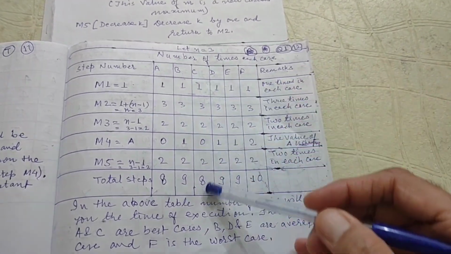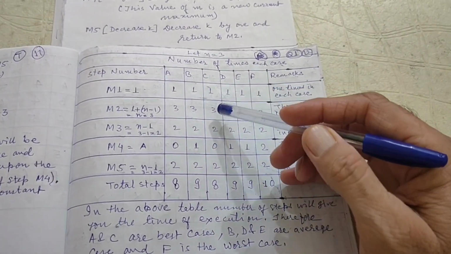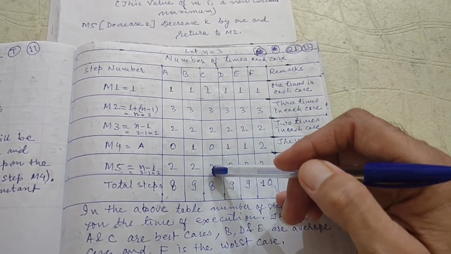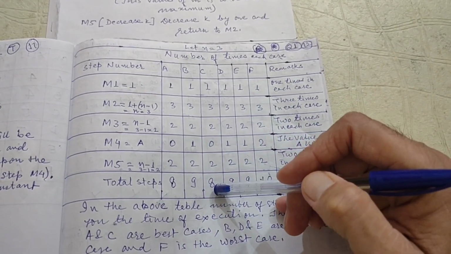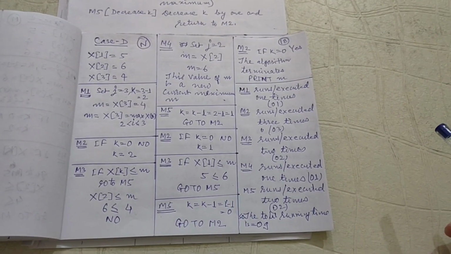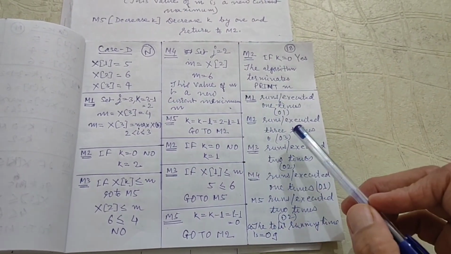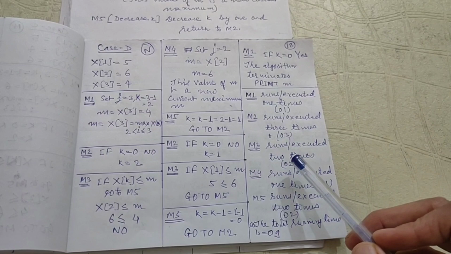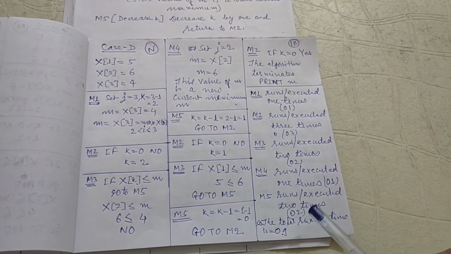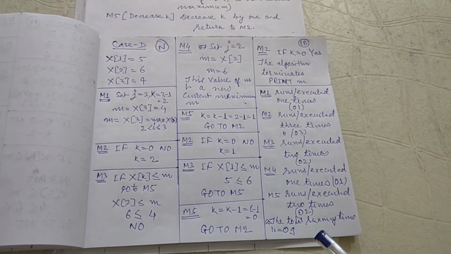C is represented here again: M1 1, M2 3, M3 2, M4 0 times, M5 2, and total 8. Same way case D: M1 runs 1 time, M2 runs 3 times, M3 runs 2 times, M4 runs 1 time, M5 runs 2 times. So the total is 9 times.